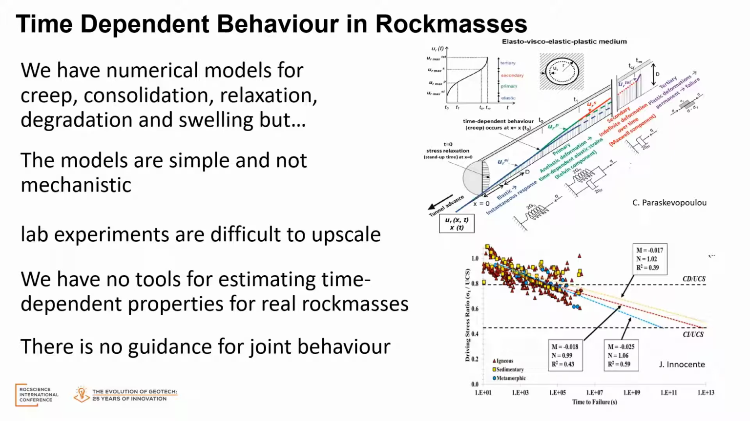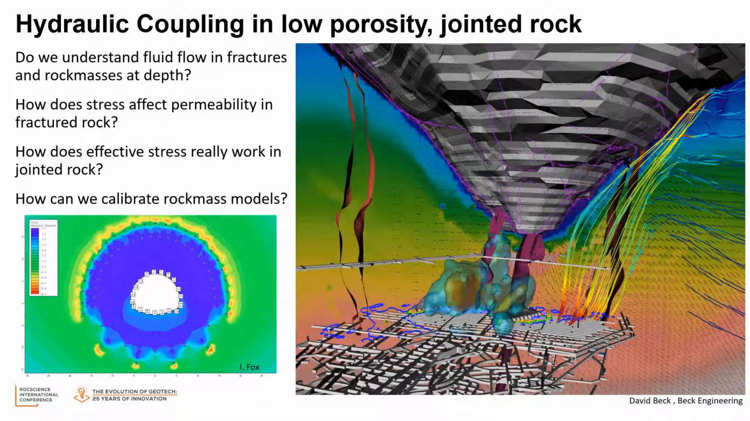They're often phenomenological. They're not very mechanistic in nature, which gives us difficulties when we take lab experiments and we try to upscale them to some realistic properties and then apply them in the complex geometry and geology of our models. We have no tools for estimating time dependency of real rock masses. And there's certainly no guidance for joint behavior in a time-dependent sense. So big challenges as we move forward, particularly in areas like nuclear waste management.